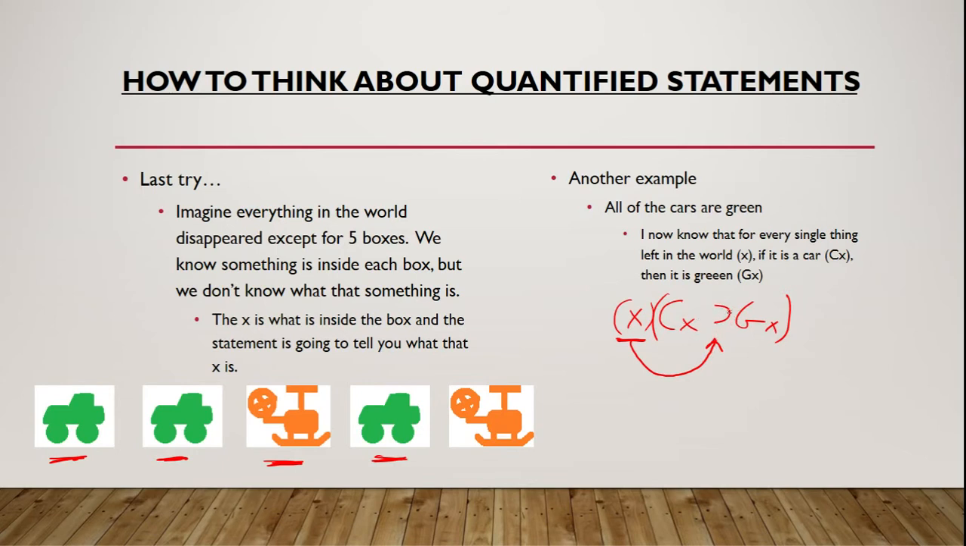Because when you put the horseshoe there, it's not claiming that everything in the universe is green and a car. In that case, I'd have to turn this orange helicopter into a green car, and I'd have to turn this other orange helicopter into a green car as well. So you don't say that everything in the universe is a car and it's green. You say of everything in the universe that if it's a car, then it must be green. And now you have the statement that more accurately reflects the world. Okay, let's try another one.